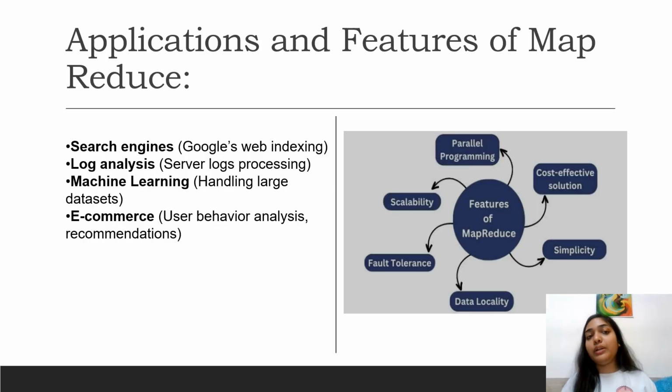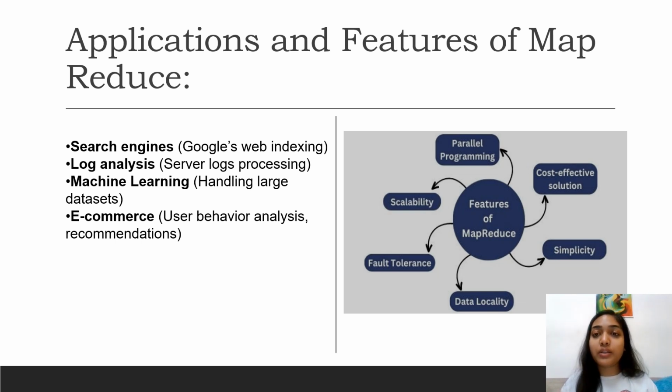So at the end, let's talk about the applications and features, like why we are using MapReduce in big data, what the concept is, and why there is a need to use MapReduce. Now if I talk about the applications, it is helpful for search engines like Google's web indexing. Second is log analysis, server logs processing. Then machine learning, handling large data sets, and e-commerce, user behavior analysis, and recommendations.